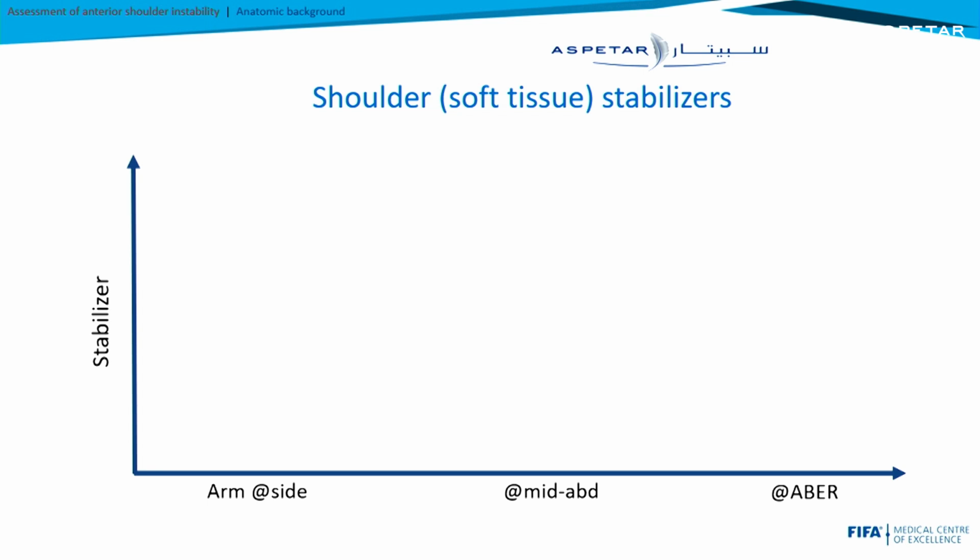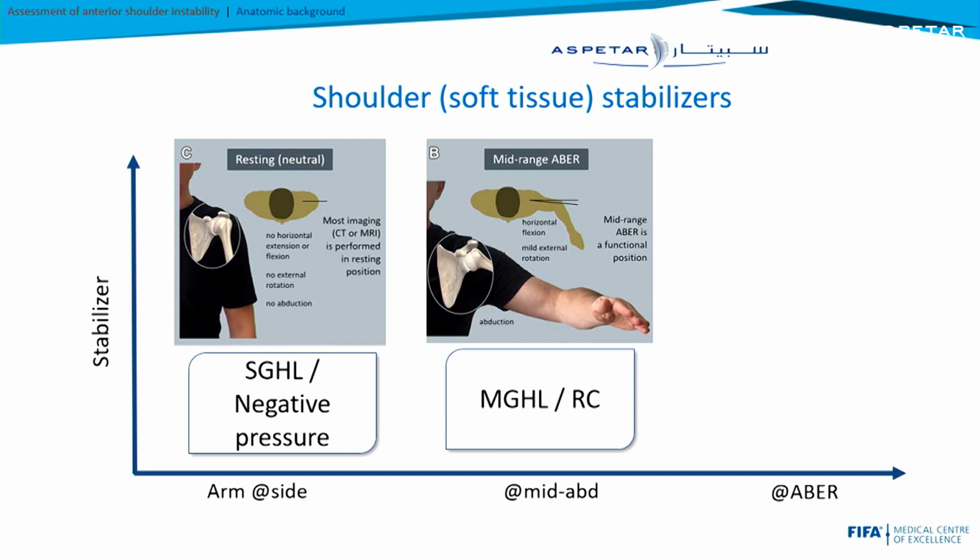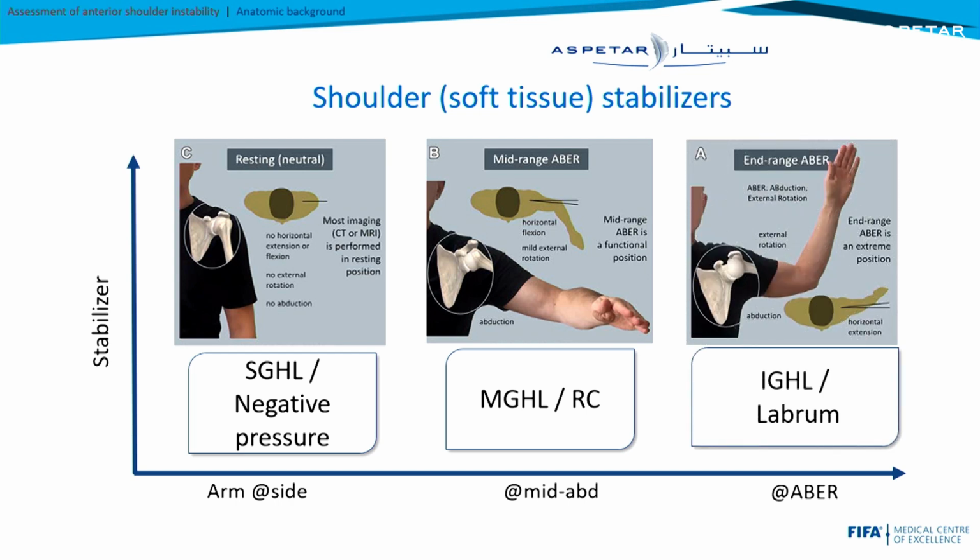With the arm at the side, the superior glenohumeral ligament and the negative pressure are the main stabilizers of the shoulder. When we start a little bit mid-range of abduction, it converts into the middle glenohumeral ligament and rotator cuff as the main restraint factors for shoulder stability. And when we do abduction and external rotation, the inferior glenohumeral ligament and the labrum are the structures that provide the stability. Since I'm a surgeon, I'm interested in the surgical cases for sure.